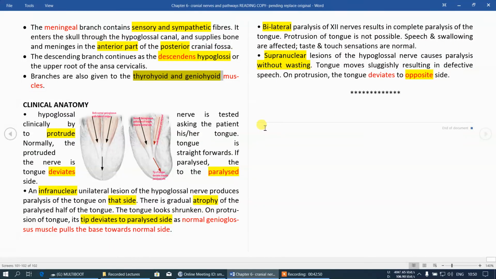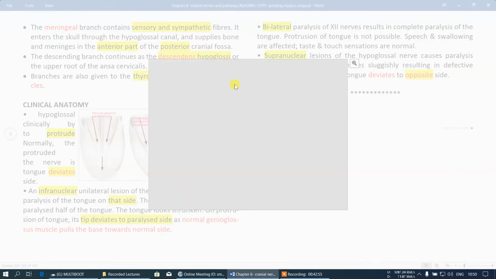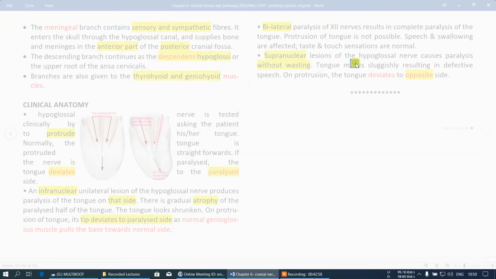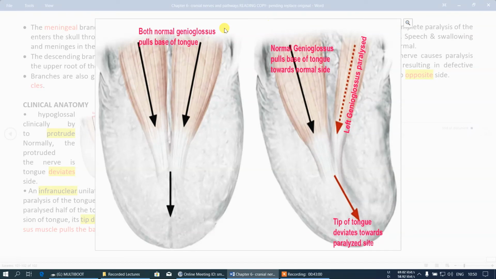Now, testing of the muscle. Ask the patient to protrude the tongue. This is the oral side, this is the outer side of the mouth. Ask the patient to protrude the tongue. If you protrude your tongue outside the mouth, in normal cases, the genioglossus muscle is the most powerful fan-shaped bulky muscle which is contributing to the protrusion of the tongue. The major part in protrusion is by genioglossus.